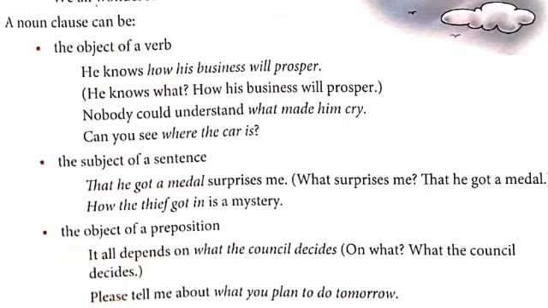He knows how his business will prosper. He knows what? How his business will prosper. Nobody could understand what made him cry. Can you see where the car is? So these are the examples where the object of a verb is the noun clause.